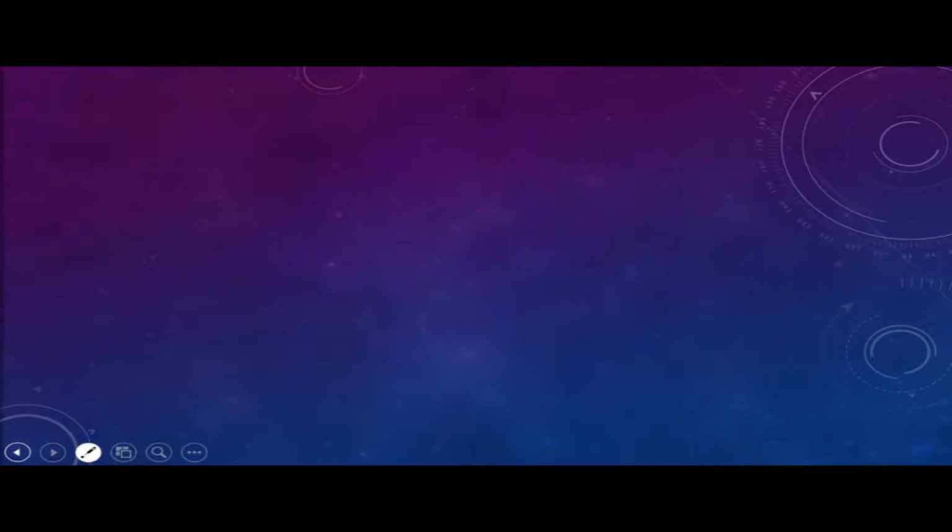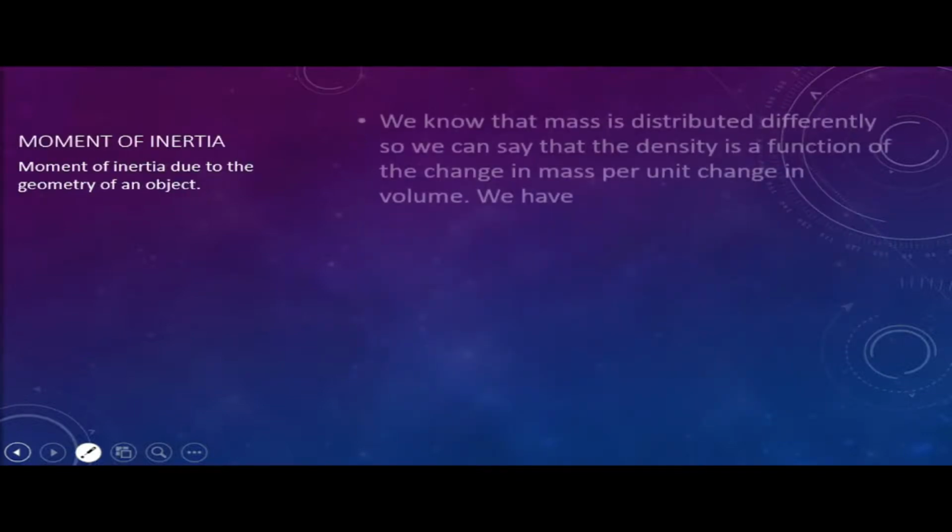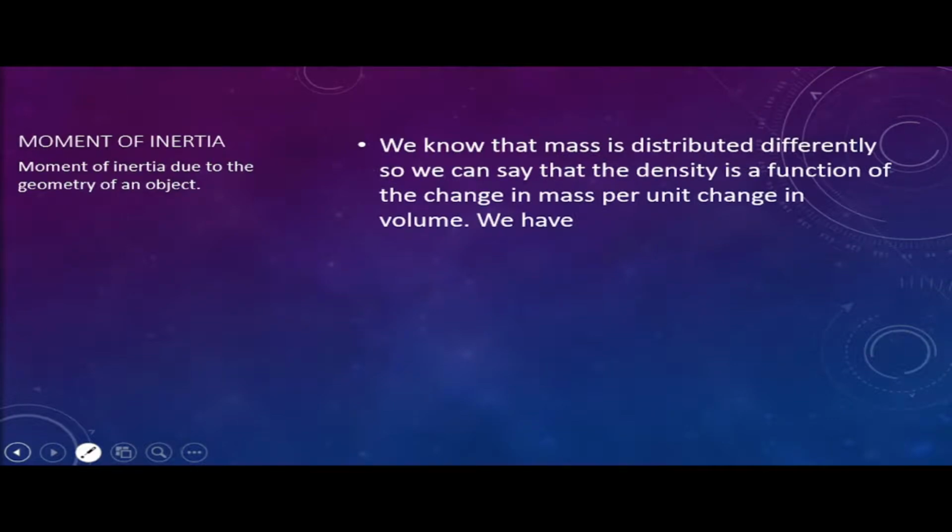So following the relationship that we just laid out, we know that the mass is distributed differently, so we can say that the density is a function of the change in the mass per unit change in volume. So we are going to use a little bit of differential calculus. Then we can solve for dm, because dm is related to the moment of inertia. We can write dm, or the change in mass, as equivalent to the density times the change in volume.